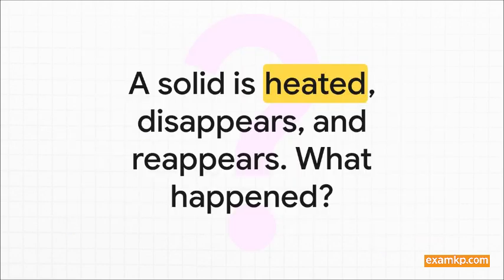Okay, next up, a JAMB question. This one isn't about choosing a technique, it's about identifying a process just from the description. So, you heat a solid, it vanishes, and then it reappears as a solid somewhere else in the tube. What in the world is that called?